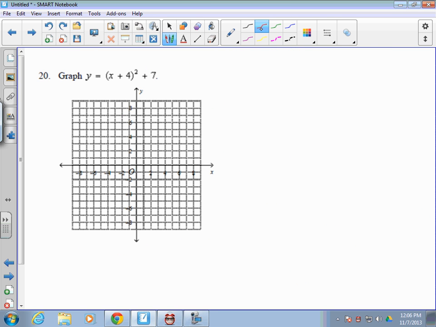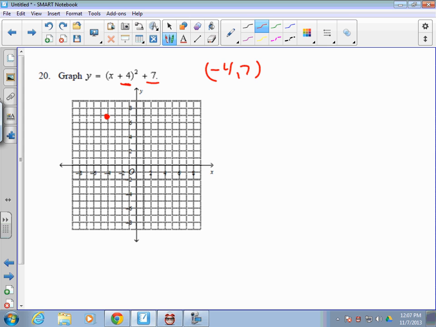Then graph this equation here. You can see your vertex x. It's the opposite value, negative 4, and it's whatever this one is, 7. So that's your vertex, negative 4, 7. At negative 4, positive 7 is where we're going to put our first point. That's our vertex.